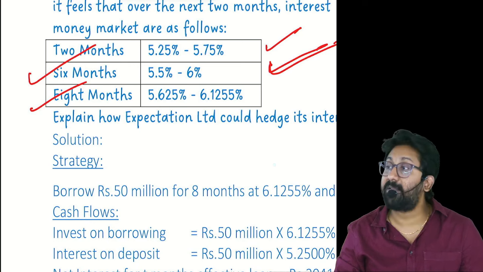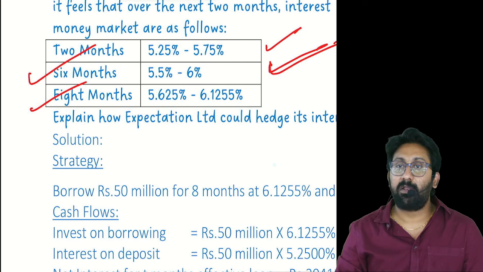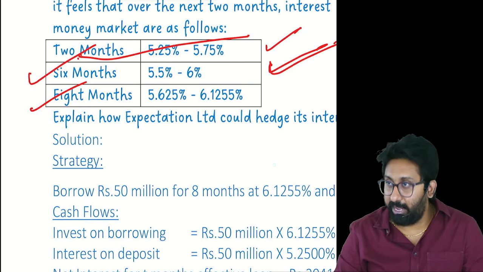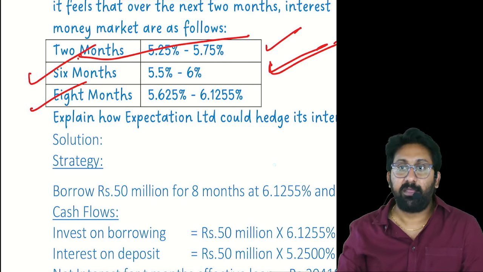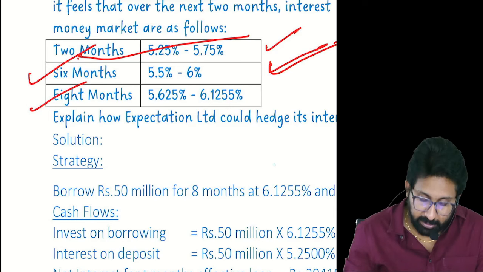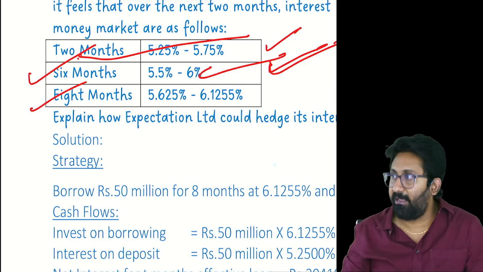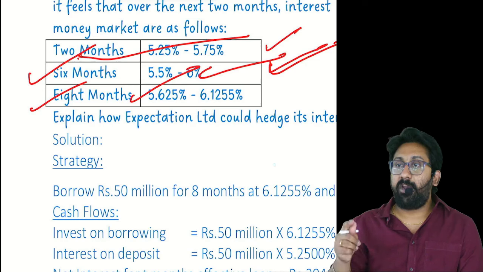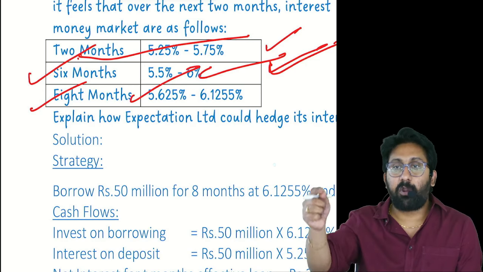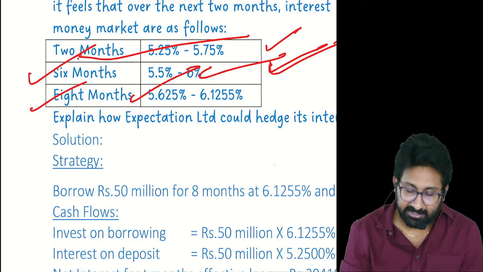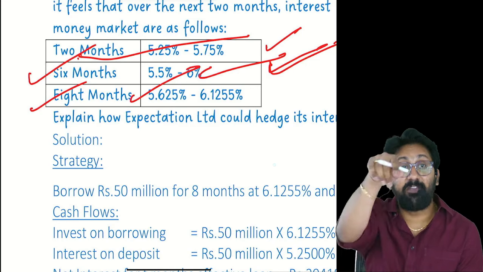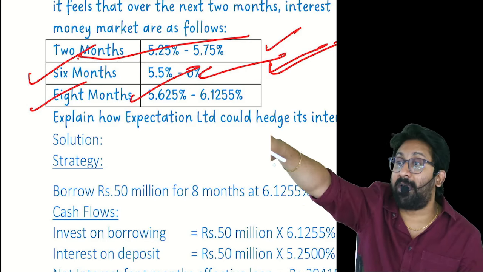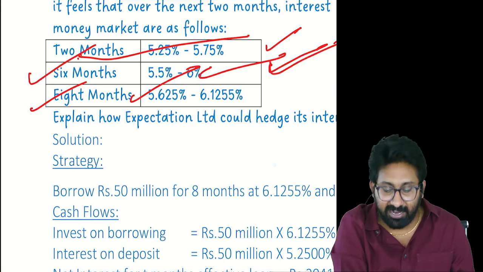Now, did you understand why this chapter? So tell me now. Last time, answer. How to interpret this one? Rate quoted today for a borrowing made today for a period of 2 months. Interpret this: rate quoted today for a borrowing made today for a period of 6 months. Interpret this: rate quoted today for a borrowing made today for a period of 8 months. We want any one of these? No. What we want is a rate quoted today for a borrowing to be made after 2 months for a period of 6 months. That rate is there or not there?